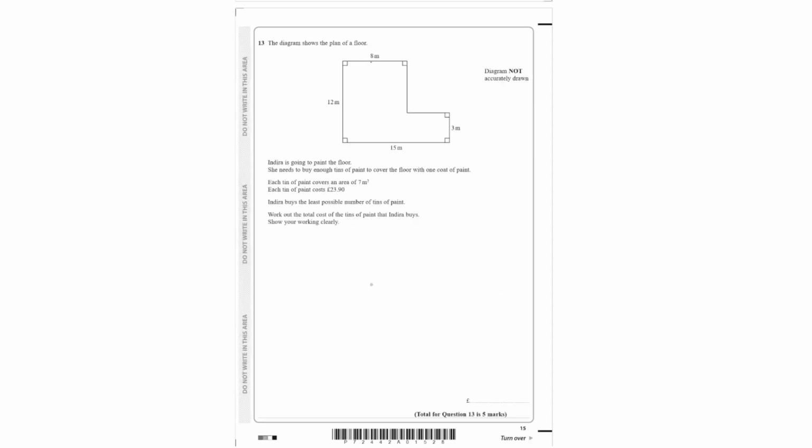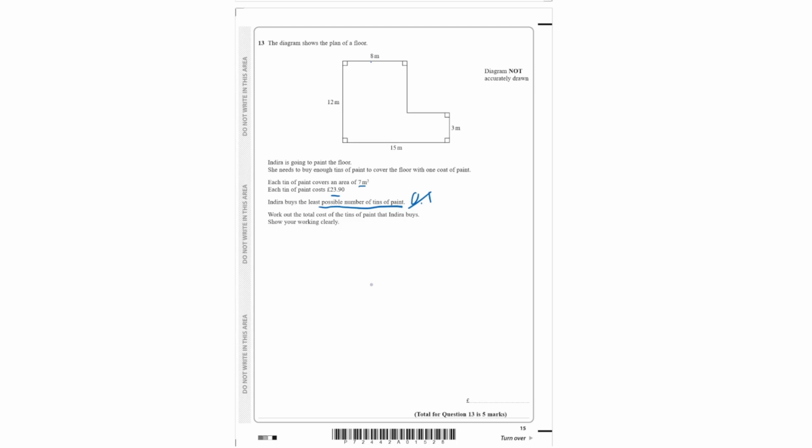Question 13. The diagram shows the plan of a floor. Indira is going to paint the floor. She needs to buy enough tins of paint to cover the floor with 1 coat of paint. Each tin of paint covers an area of 7 meters squared. Each tin of paint costs 23.9 pounds. Indira wants to buy the least possible number of tins of paint. That means this cannot be a decimal. Work out the total cost of tins of paint Indira buys, or show your working clearly.